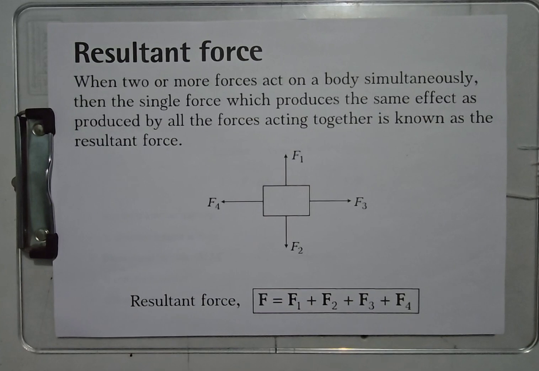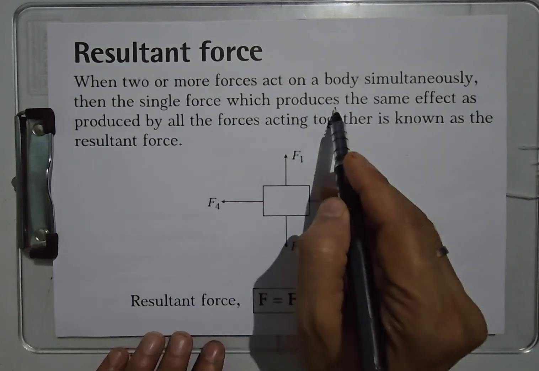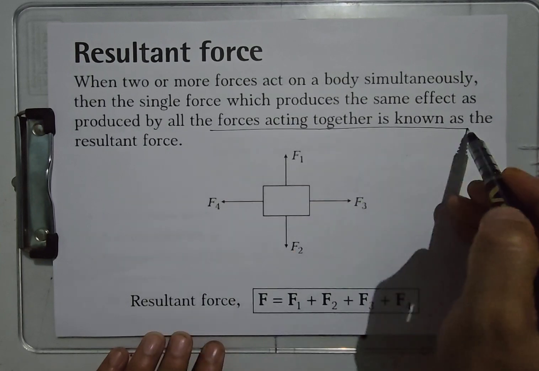Now, what is the resultant force? When two or more forces act on a body simultaneously, the single force which produces the same effect as that produced by all the forces acting together is known as the resultant force.